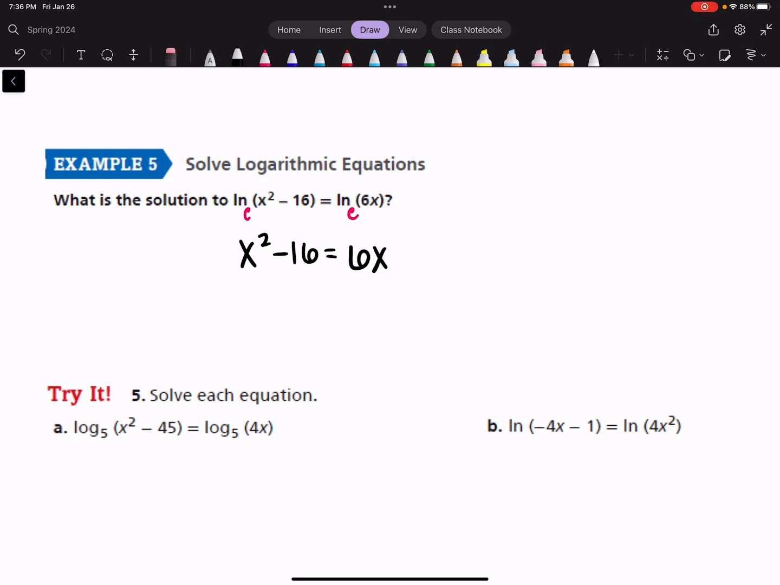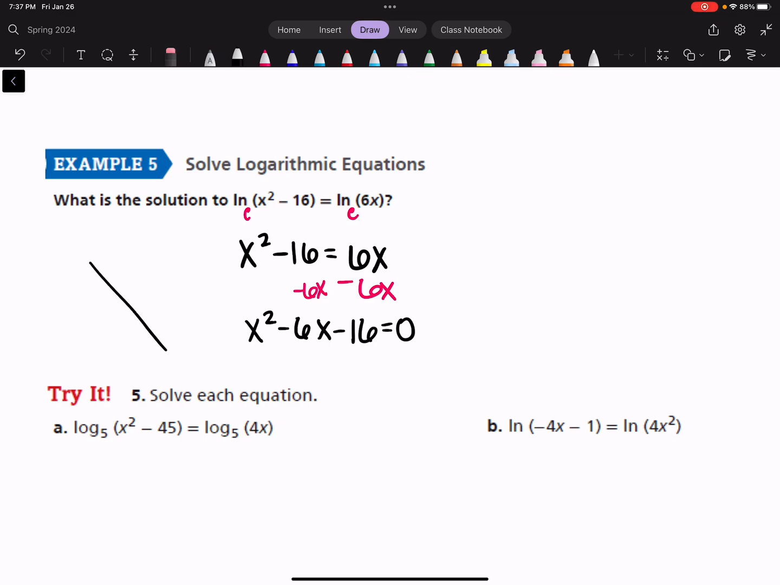Okay. Since I have an x squared, that lets me know that I probably need to solve by factoring, but in order to solve by factoring, we have to move all of our terms to one side. Let's go ahead and move our 6x over. So now I'm looking at my trinomial x squared minus 6x minus 16.